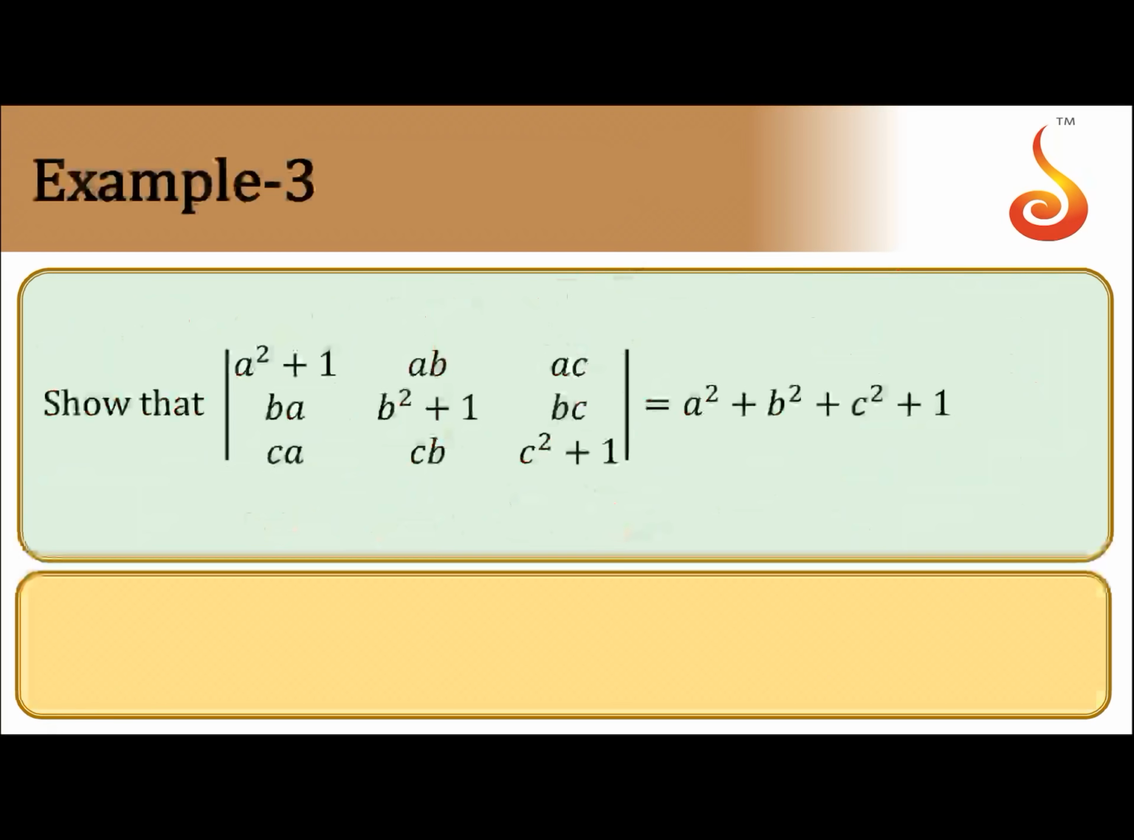A square plus 1, AB, AC, BA, B square plus 1, BC, CA, CB, C square plus 1. Now observe carefully. When you apply the property of the determinant, direct calculation is a little tricky. So we shall apply the properties of the determinant and try to simplify the problem, an easy technique to get the answer. Here, we have the terms of second degree: AB, AC, BC are there. Similarly, BA, CA and CB are there. We don't have A into A, which is A square, B into B, B square, C into C. It would be better to first convert these second order elements into A square, B square, C square. So for that, I use the concept like this.